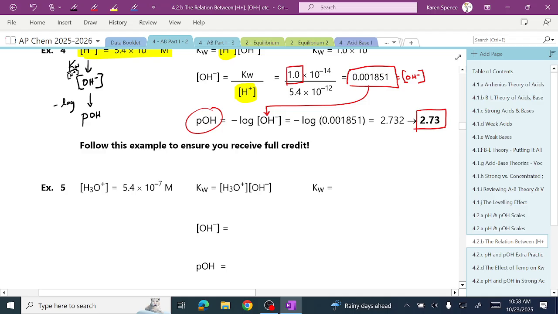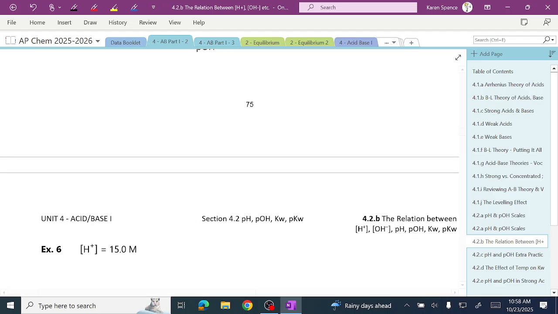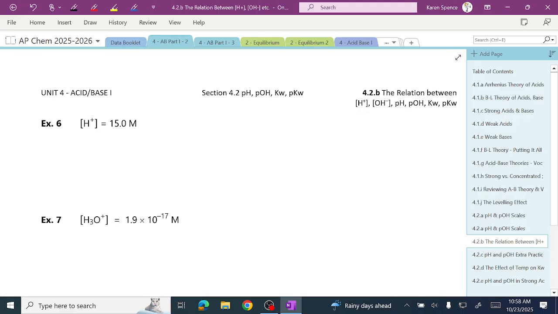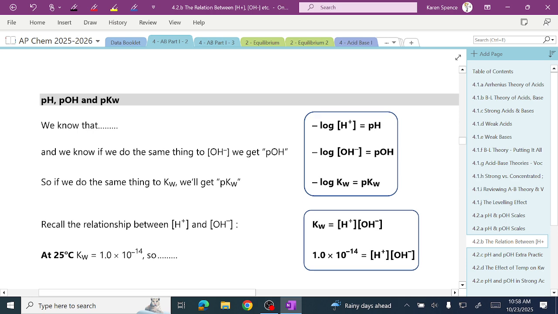Do we need to do the next example or are we good? We're okay. All right. Excellent. All right. You can do these on your own. Okay. If you need to.